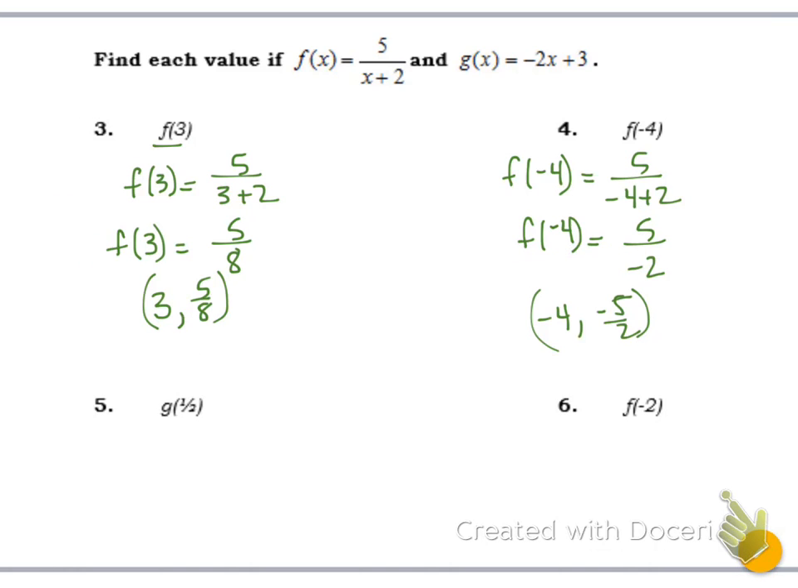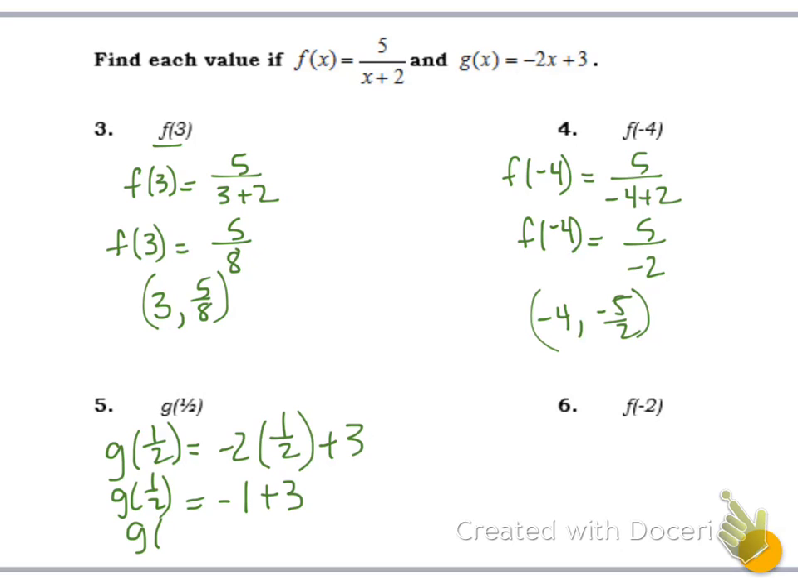Sorry, I skipped the bottom ones over here, so I'll go back to them. We're going to plug this into my g of x equation. So g of 1/2 equals -2 times (1/2) plus 3. Negative 2 times a half is negative 1. Negative 1 plus 3 is 2. So I plopped in 1/2, and I got 2 out in its place.